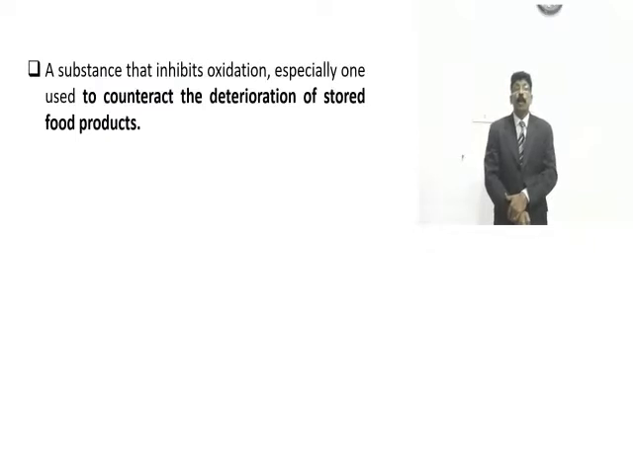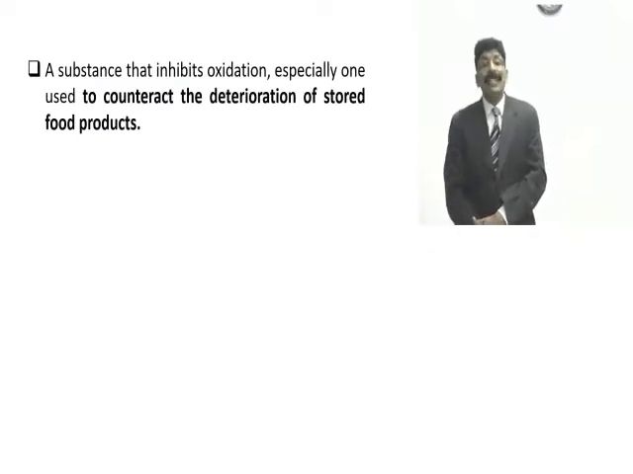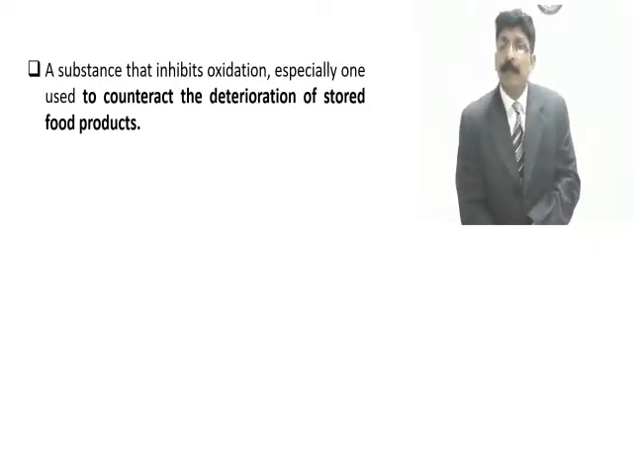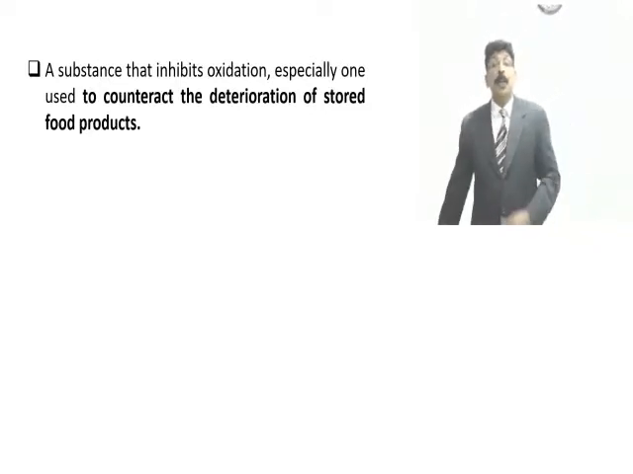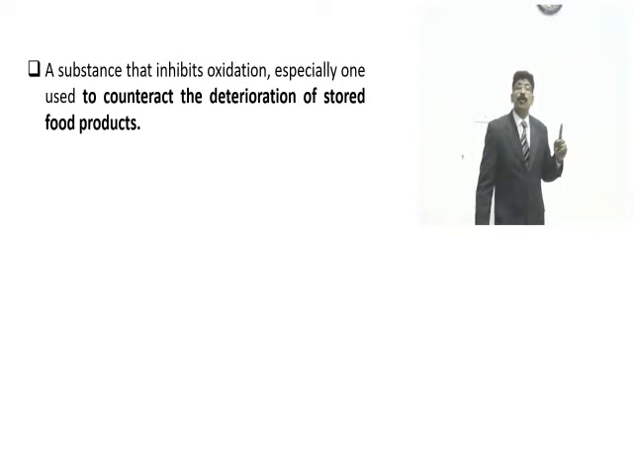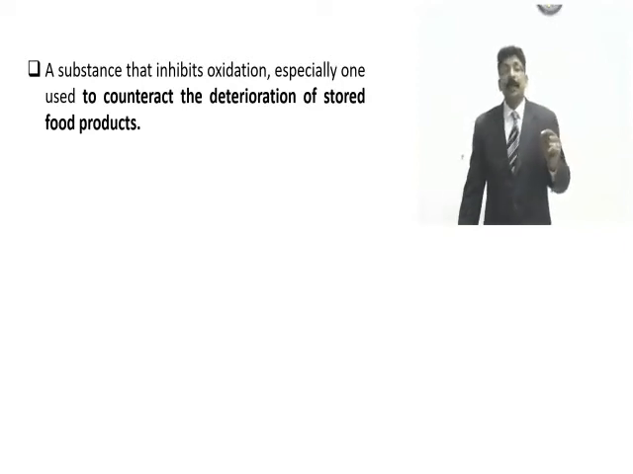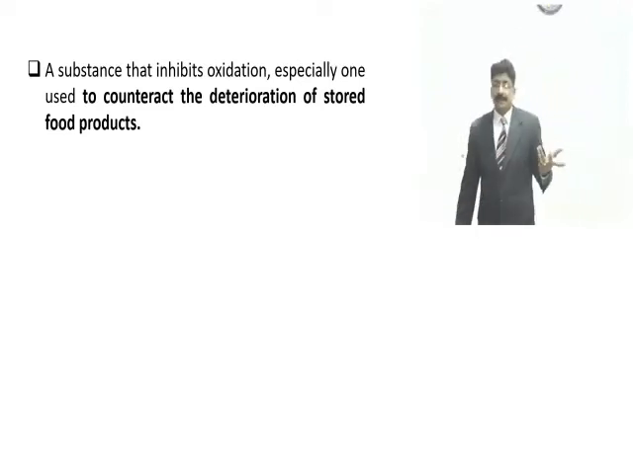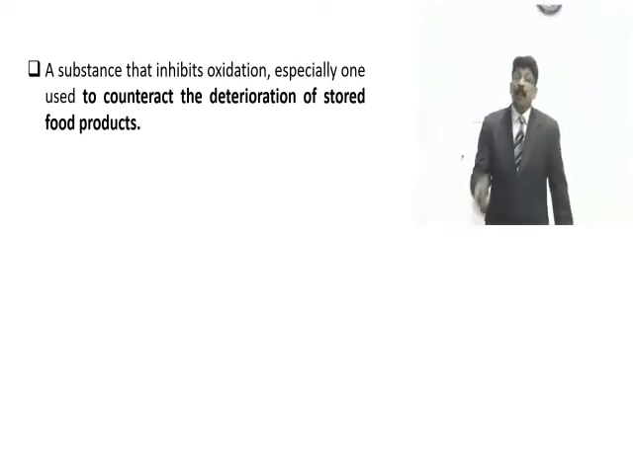So an antioxidant is a substance that inhibits oxidation by means of giving an electron, especially one used to counteract the deterioration of stored food products. So oxidation of food products is also a problem.